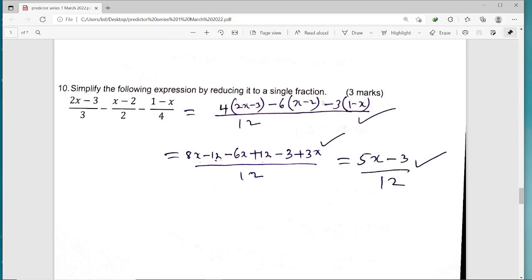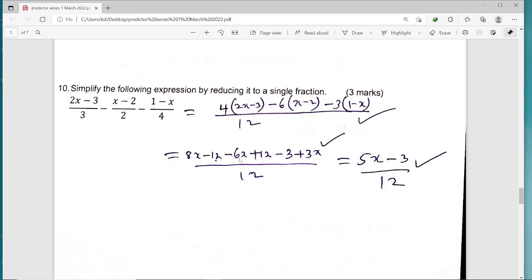6 into 3 minus 2. Then minus, because these are minus, so minus. 4 goes to 12 3 times, 3 into 1 minus x. So we open the bracket there, we shall be having 8x minus 12, then minus 6x. Because of this minus, this becomes plus 12, then minus 3, it is minus 3, and this minus and this becomes positive, so plus 3x all over 12.